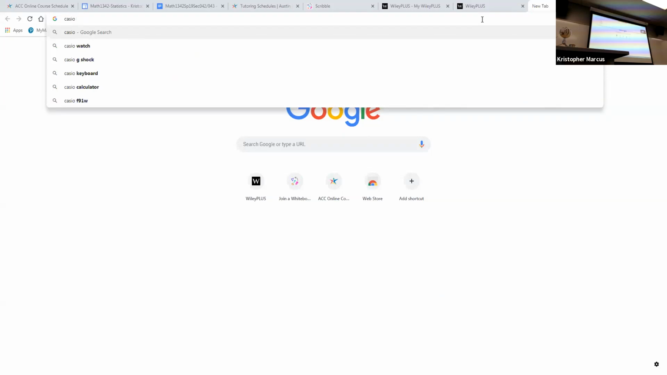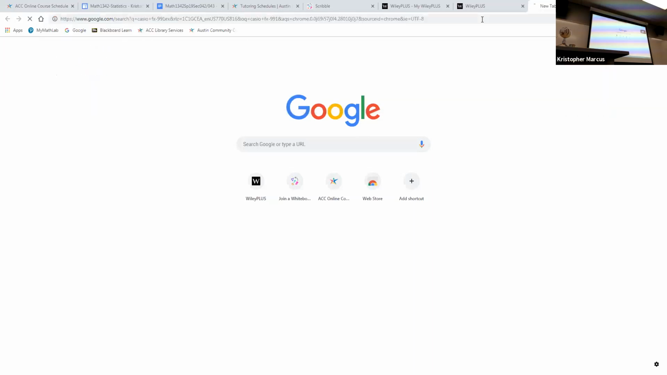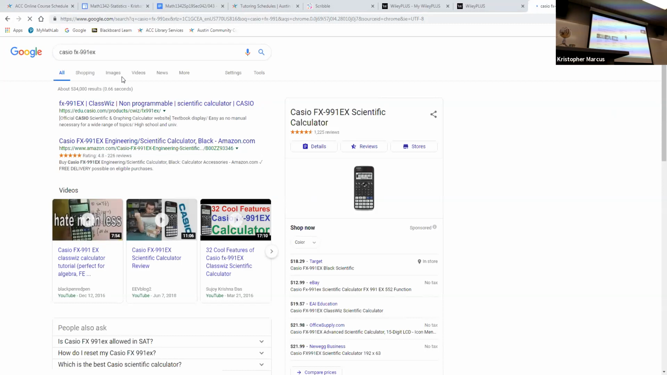The ones that are listed here, the 2 calculators that are listed here as a suggestion, the one I like is personally the Casio. It looks something like, where is it?